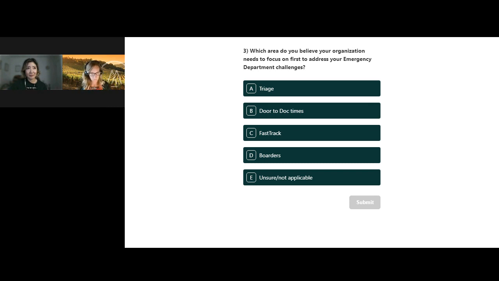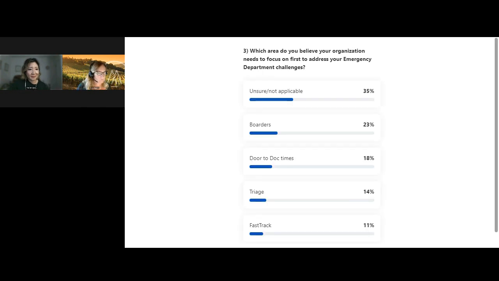All right, we'll leave this up for a few more seconds here. And here are the results. Orders looks like it's still the highest there after unsure, not applicable. And that certainly is still common.